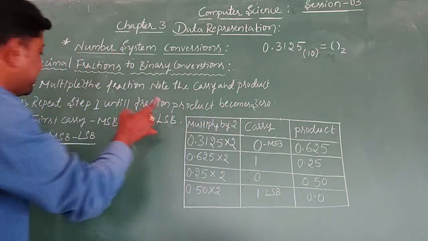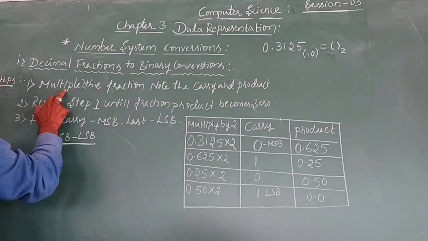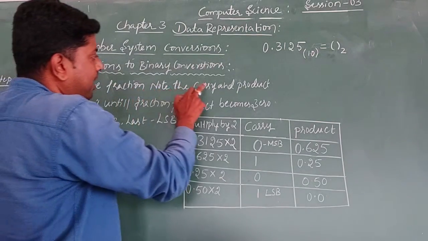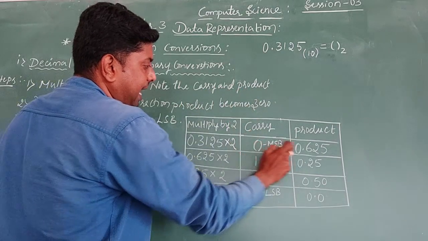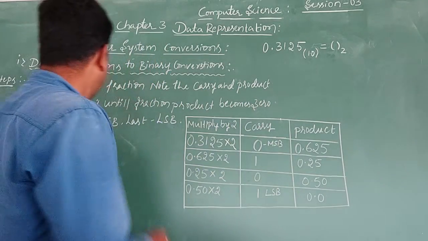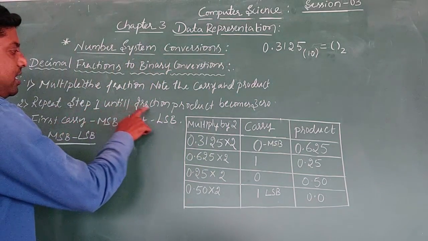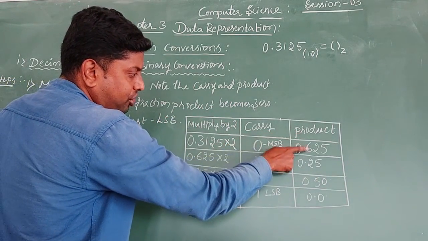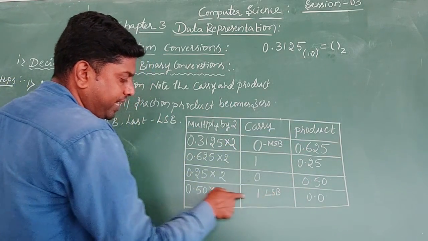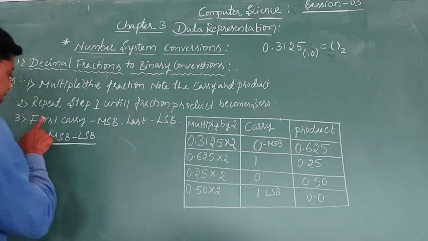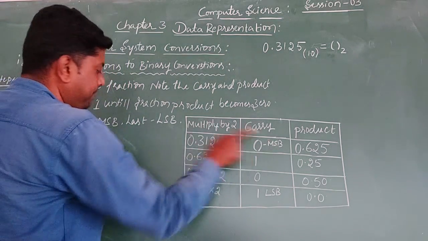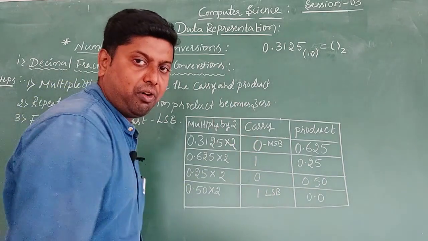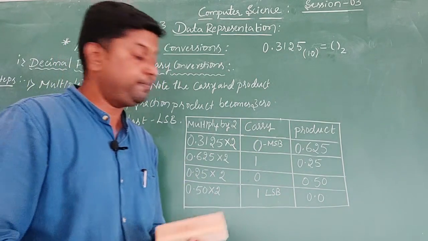See here, read step number 1. Multiply the given fraction number by 2, note the carry and product. Then repeat step 1 until the fraction product becomes 0. Until the fraction product becomes 0, we have to keep multiplying by 2. Then the first carry will be the MSB and the last carry will be the LSB. Write down in MSB to LSB form. How will that come? I will show one example.